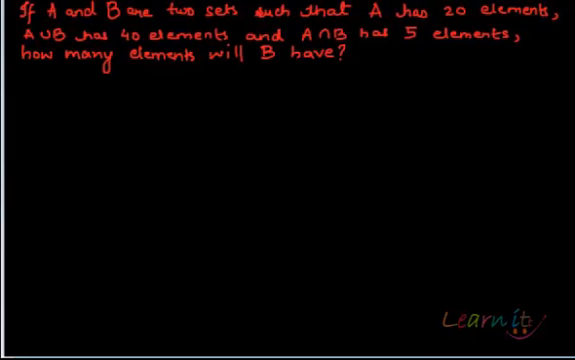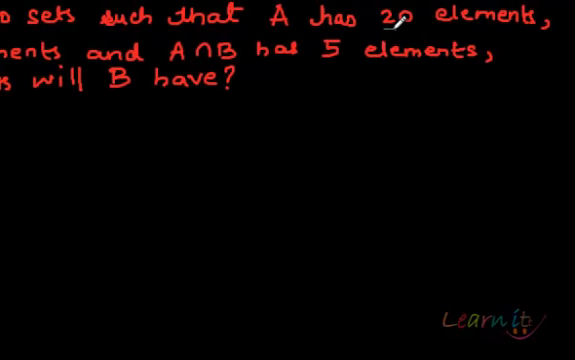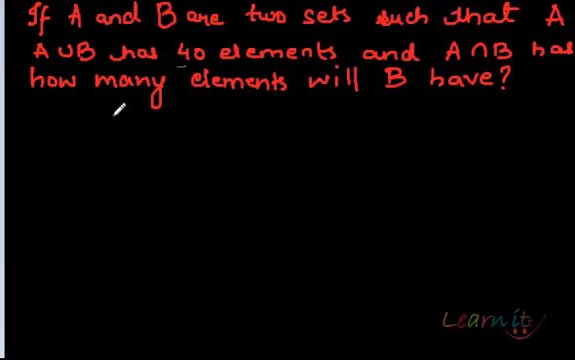Okay, let's see what the question says. The question says that if A and B are two sets such that A has 20 elements, and A union B has 40, and the intersection of the two sets has 5 elements, then how many elements will B have? We do not know how many elements B has. So what is given to us?